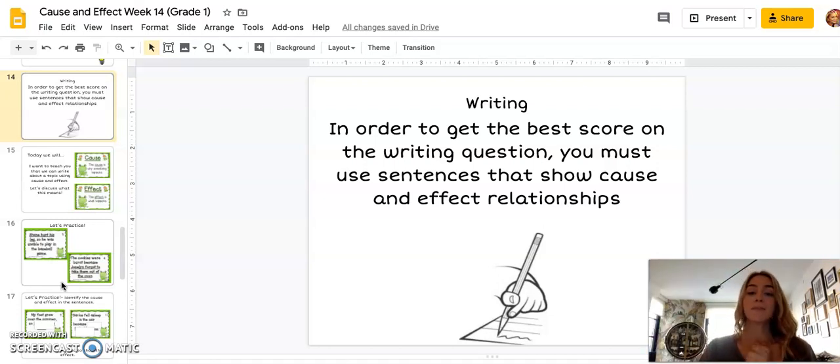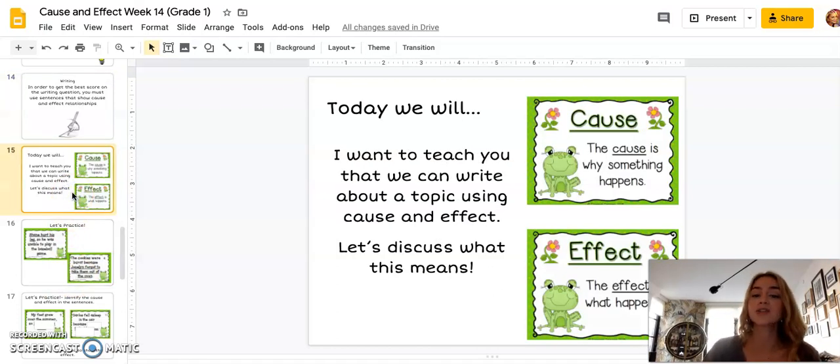In order to get the best score on your test, we're going to use sentences that show cause and effect relationships. We're going to go over that today. I want to teach you that we can write about a topic using cause and effect. Let's talk about what that means. Let's review. The cause is why something happens, and the effect is what happens.